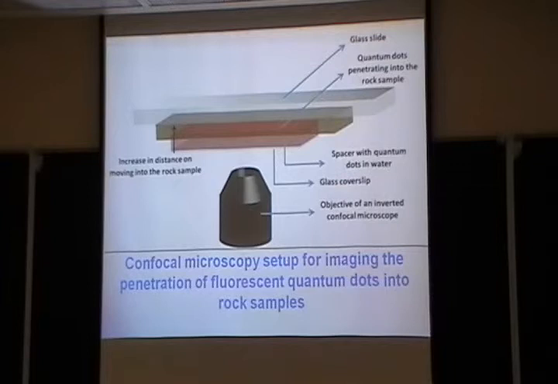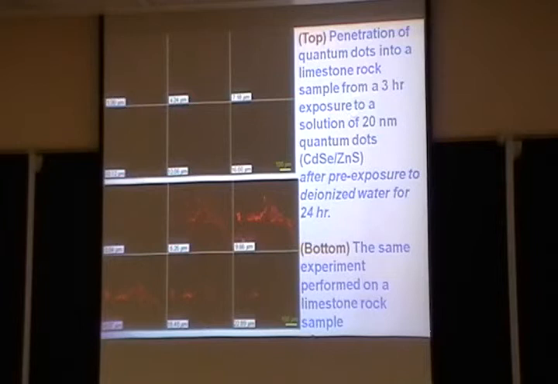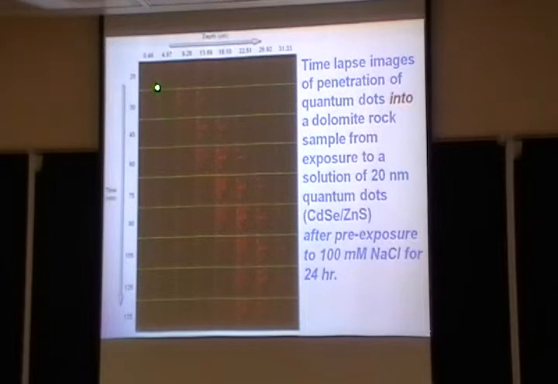All right, so this is where you do not pre-soak it in salt. You're looking at the rock as this distance gains; the higher the distance, the more into the rock you are. And there's no penetration of the particle into the rock. But here you start to see that the particles are beginning to penetrate into the rock. And you can do a time lapse, and this is the depth going into the rock, and you can see that with time, more and more of the particles are going in and further into the rock.